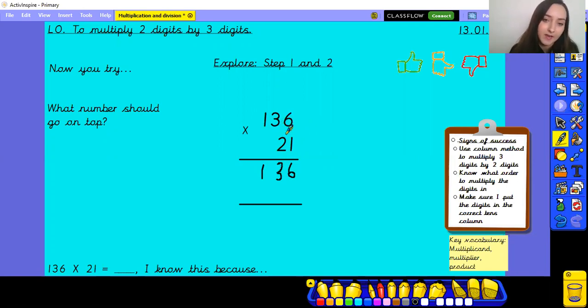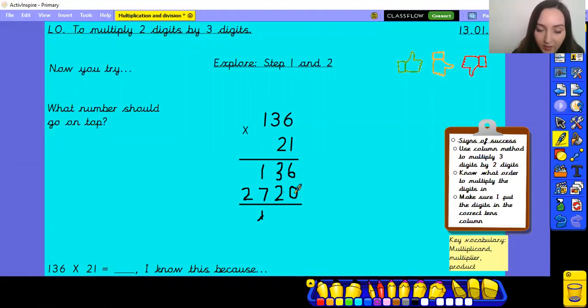Okay, and now onto our tens column, so 2 times 6 is 12, so our 2 goes here in the tens column and our 1 underneath. 2 times 3 is 6, and we need to add our 1, so that becomes 7. 2 times 1 is 2, and that goes here in the thousands column. And I'm just going to put a 0 here to remind me that represents nothing.